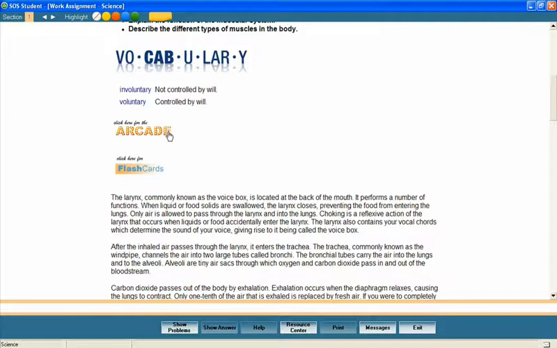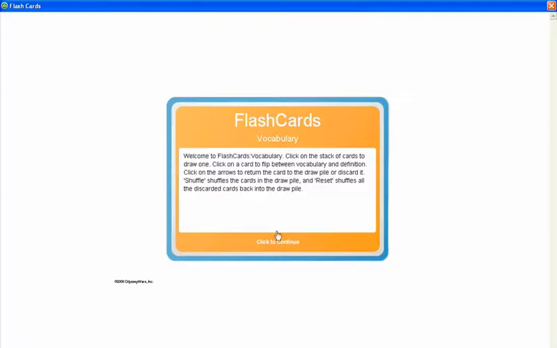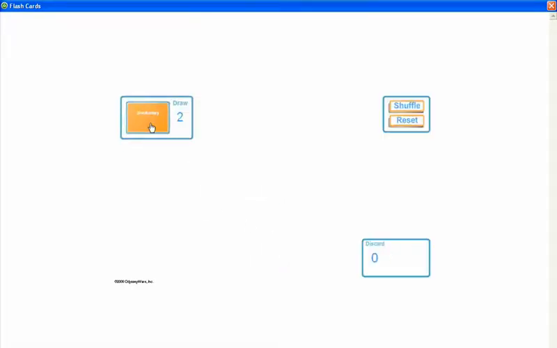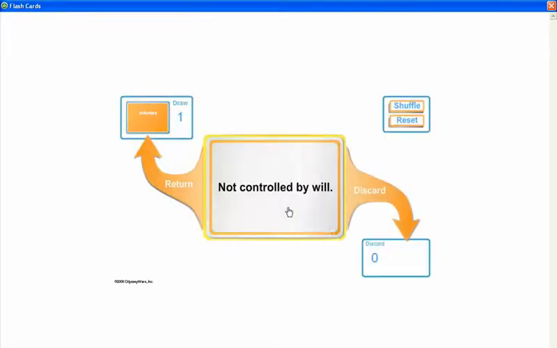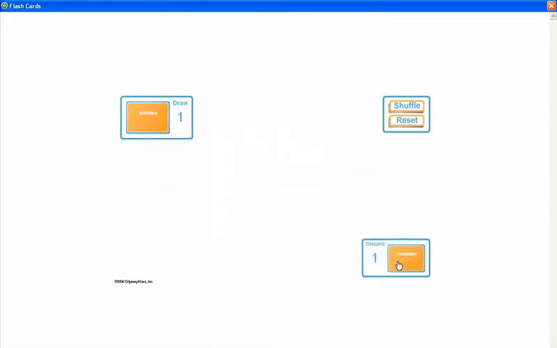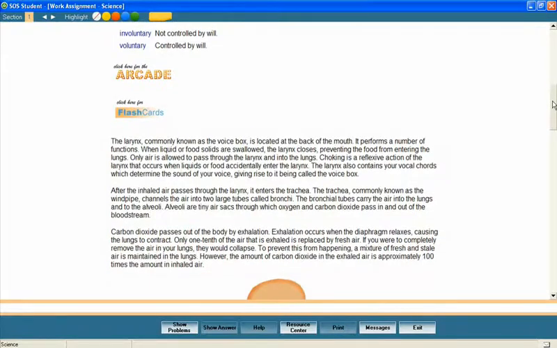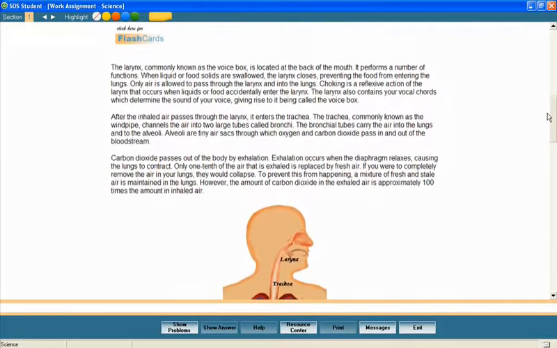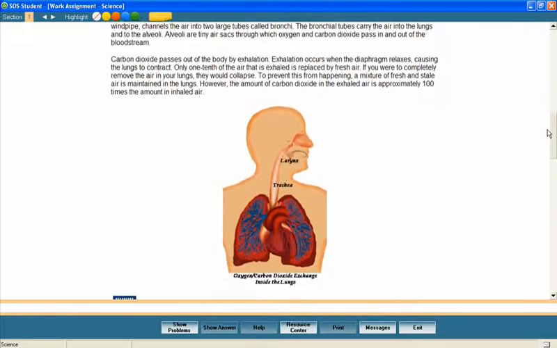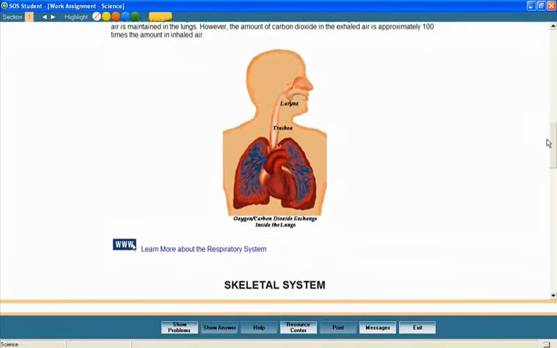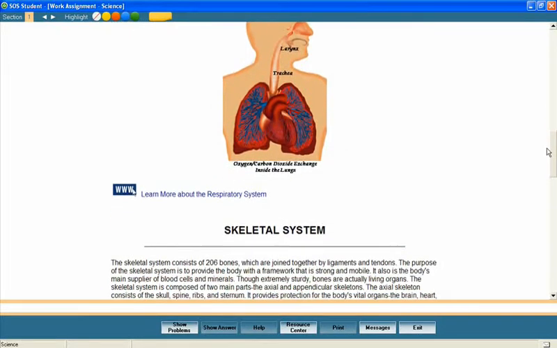Flashcards provides a fun way for students to review the definitions for the vocabulary words. Here's a sample. After this introductory material, your student moves independently through the lesson, reading the text-based instruction and utilizing the multimedia features that have been provided.